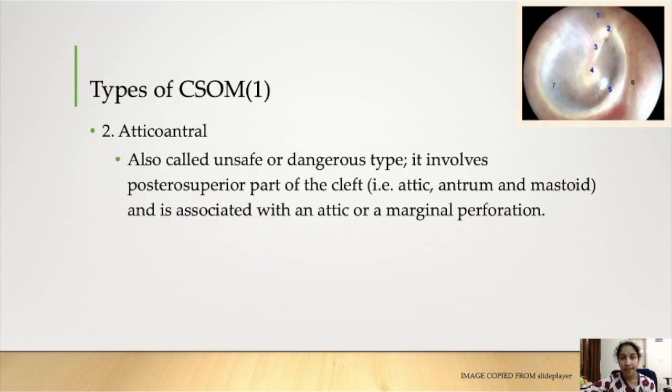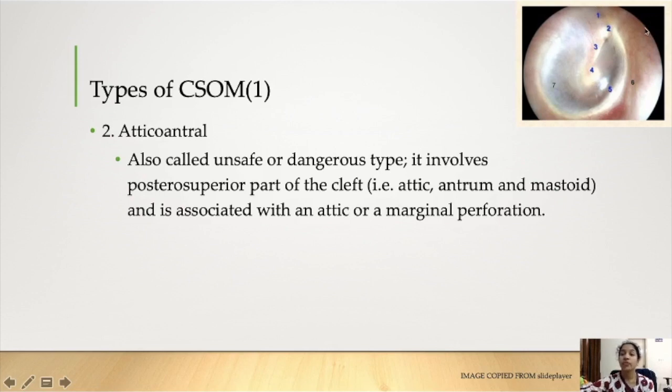And the second type is atticoantral. It is known as the unsafe or dangerous type, and it involves the postero-superior part of the cleft. This is the attic part, right? So it affects the postero-superior part and is associated with an attic or marginal perforation. So that is the unsafe type.